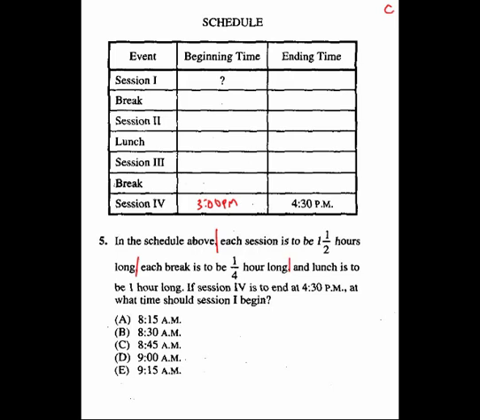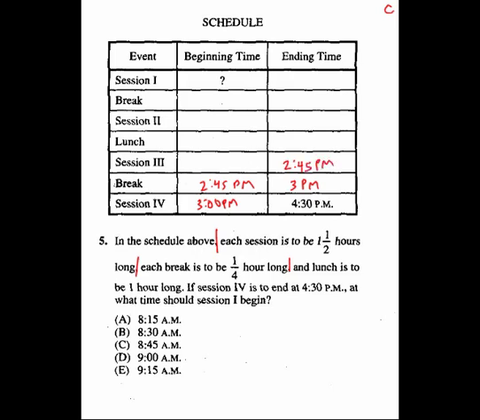Okay, well, the thing is, the ending time of the break should be 3 p.m., just like the beginning time of session 4. And because it was a 1/4 hour long, a 1/4 of an hour is 15 minutes. So I know the break started at 2:45 p.m. And what's nice about this is it just kind of perpetuates itself throughout the entire table.